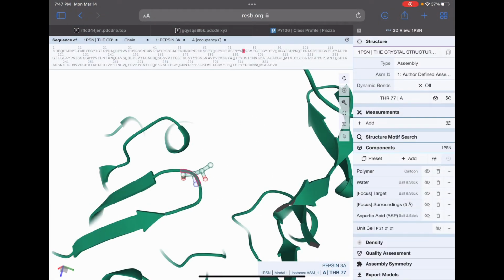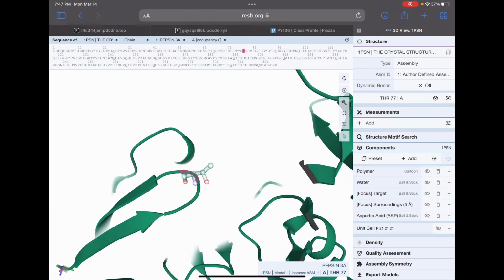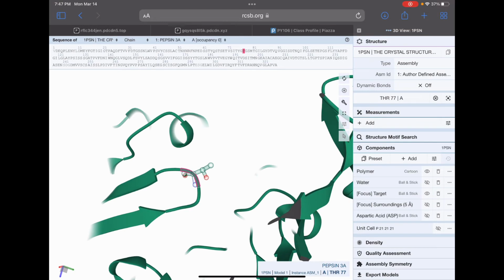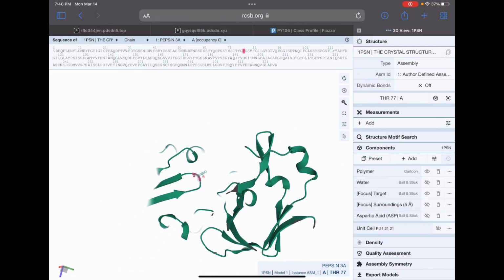Glycine 76 and threonine 77, shown in this ball and stick model, are part of the flap that anchors the substrate near the active site through hydrogen bond formation. The polar nature of threonine, due to the free hydroxyl group, contributes to these hydrogen bonds.